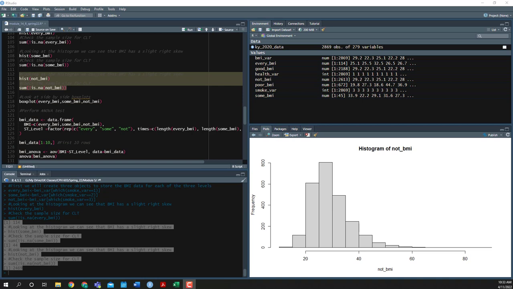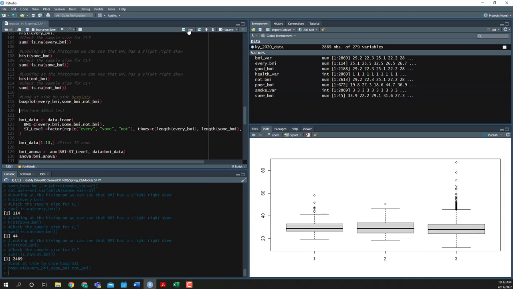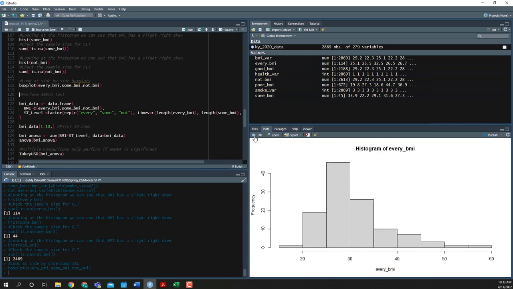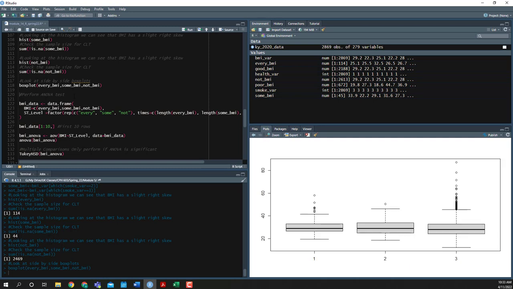Next, we're going to look at the side-by-side box plots. Here it looks like our variability is reasonably the same. We do have some outliers here with the non-smoking group, but overall these look fairly similar. Also, if we went back through, all of our histograms are reasonably normal. We have slight right skews, but it's not too bad. And then next, we can perform the hypothesis test.